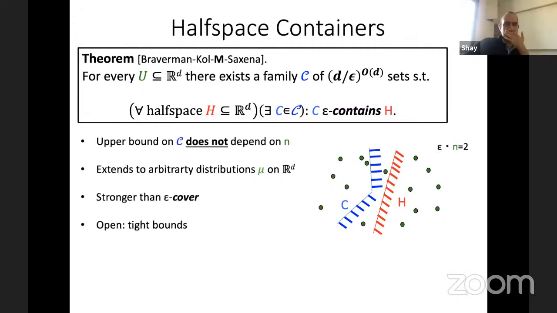Okay. So as I said, the crucial property here is that the upper bound on the size of C does not depend on n. It is only a function of d and epsilon. And for those of you familiar with Haussler's packing lemma, notice that this is a strictly stronger notion, because Haussler's packing lemma is about a symmetric difference, and here the set is the difference. But I don't want to get into it.